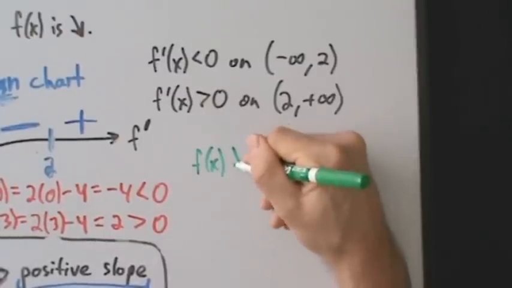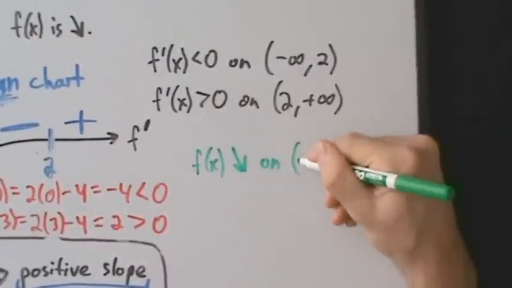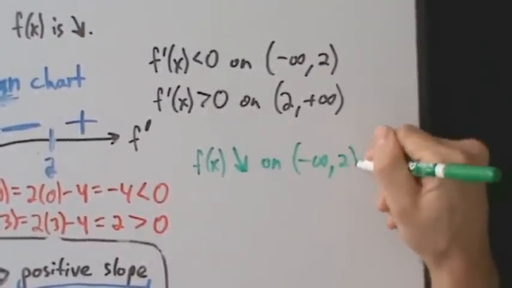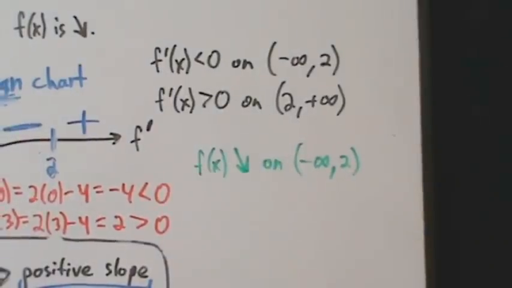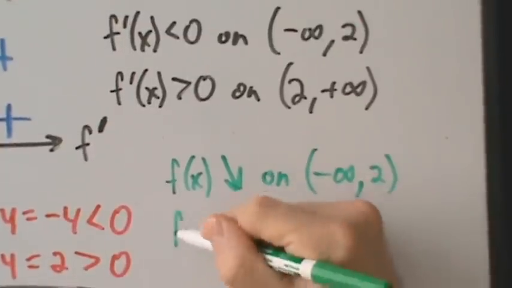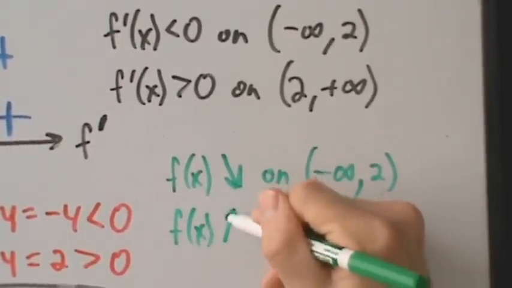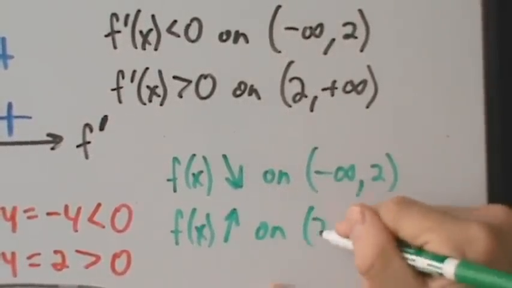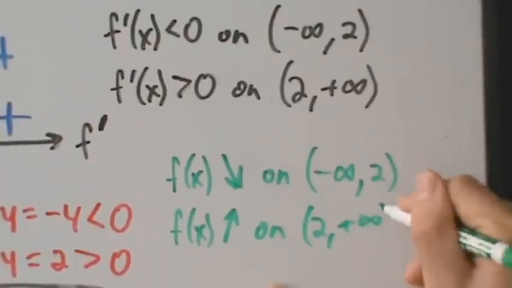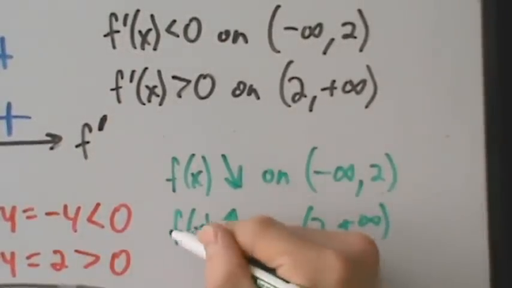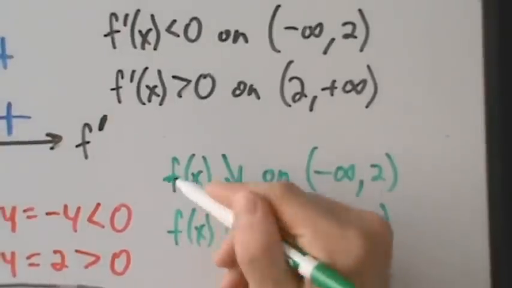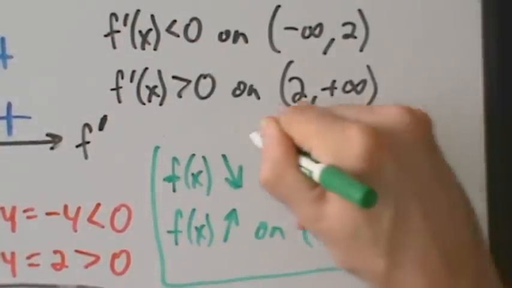So f of x is decreasing on negative infinity to 2 because the derivative is negative there. And let's zoom in a bit. And f of x is increasing on 2 to positive infinity because the derivative is positive there. So that's pretty much the answer for the question. That's how we do this.